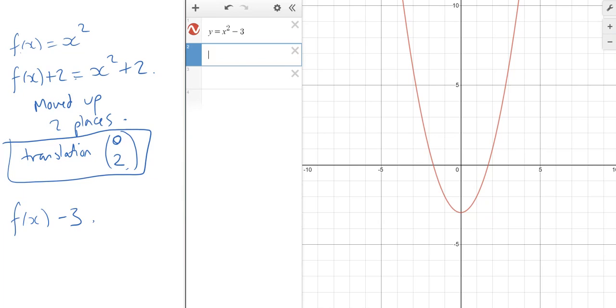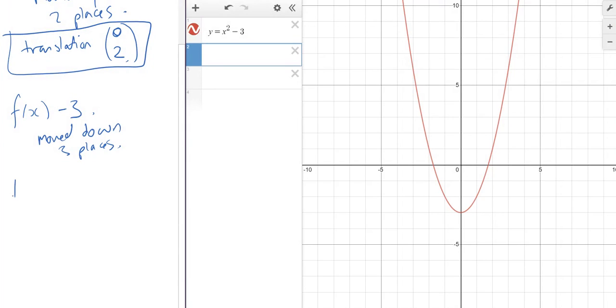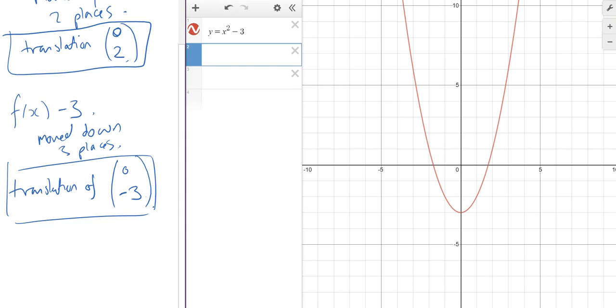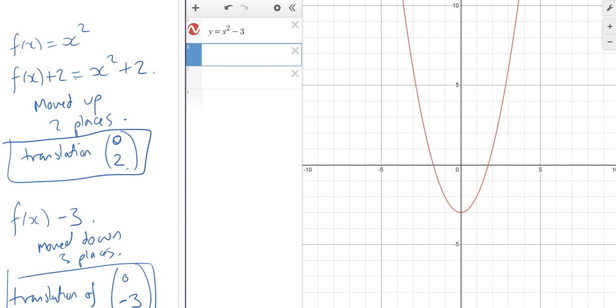So what that's done is it's moved down 3 places. And again, more formally, we would say that's a translation of, now again, it hasn't moved left or right, so we keep that top number as 0. Now a movement up was a positive value, so in the previous case we had a 2 there. This has gone down, so we're going to have to write a minus 3 there. A translation of 0, minus 3. So clearly, when we add a number to a function, it goes up or down.